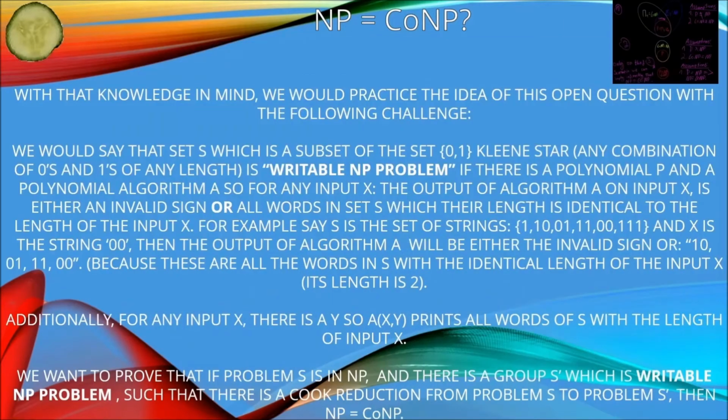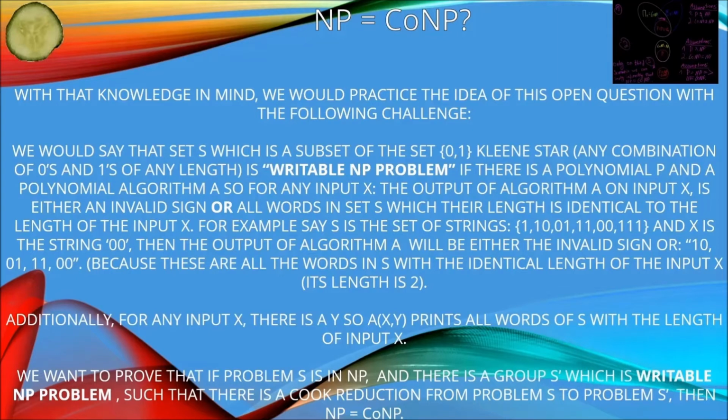Second scenario. With that knowledge in mind, we will practice the idea of this open question with the following challenge. We say that set S, which is a subset of {0,1}*, any combination of zeros and ones of any length, is a writable NP problem if there is a polynomial P and a polynomial algorithm A, so that for any input X, the output of algorithm A on input X is either an invalid sign or all words in set S whose length is identical to the length of input X.